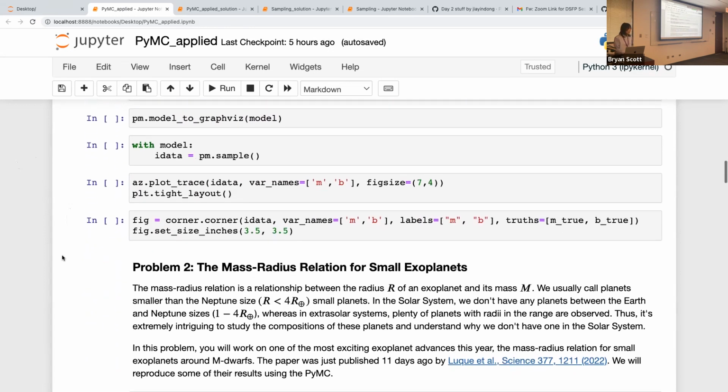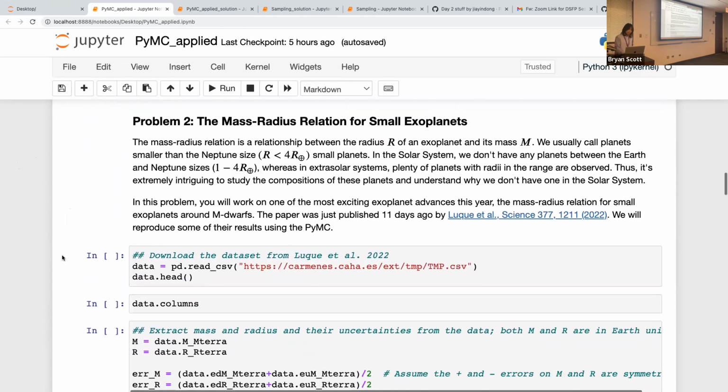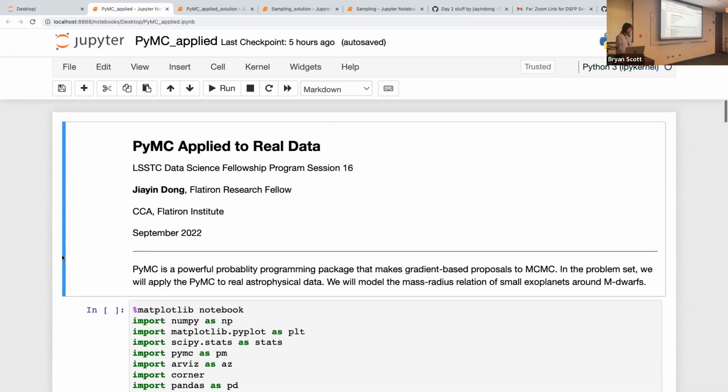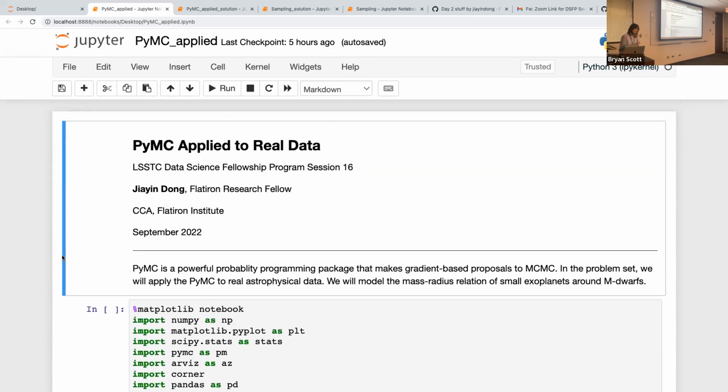And for the rest of the session, I'd like you to work on this mass-radius relation for small exoplanets. If everything works well, in the next half hour or so, you will reproduce some science paper results published 10 days ago. And your analysis will be better than the one in the paper. So yeah, let's get started and work on this.